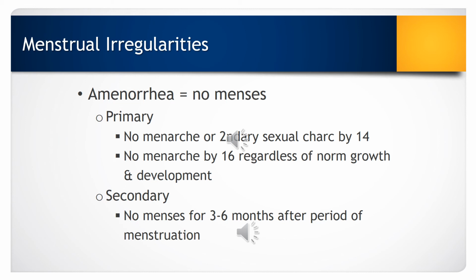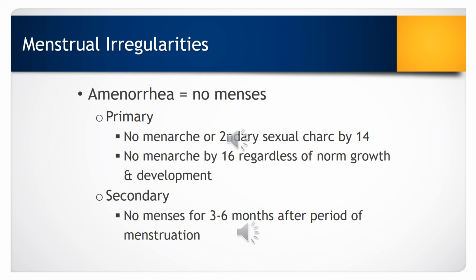Meaning that a young woman at age 14 has had no period, and she presents upon assessment having no breast buds or development of any pubic hair or hair in the armpits. Also, if the young woman is at age 16 and has had no menarche, the first period, regardless of her normal growth and development, that would be considered primary amenorrhea as well.